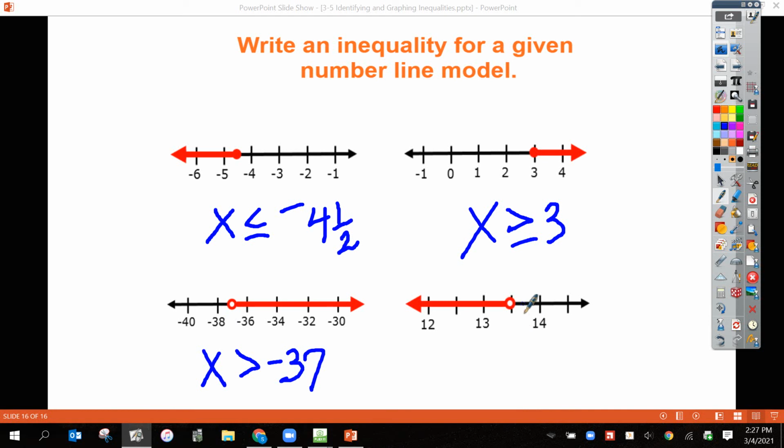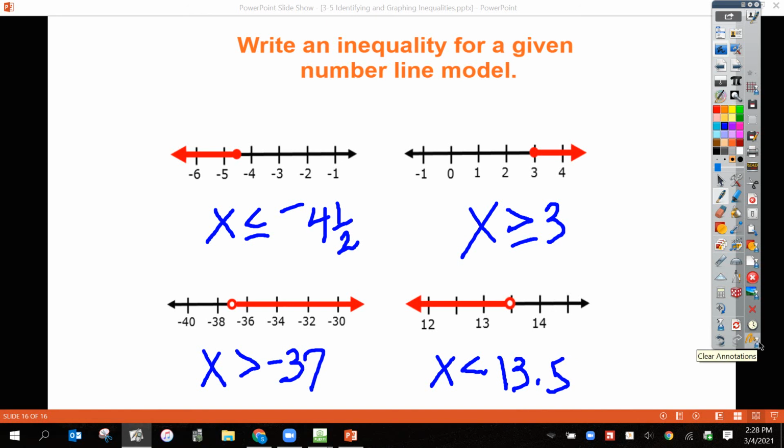Same over here on this last one. X is, now it's smaller because it's going to the left, so that's smaller numbers, but it does not equal whatever this is. Let's find out what that is. Between 13 and 14, 13 and a half, or 13.5. Ooh, there we go.